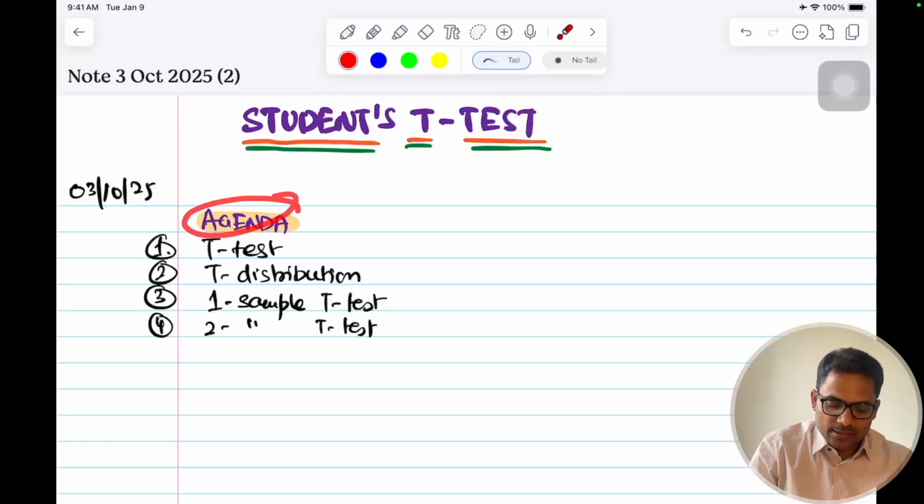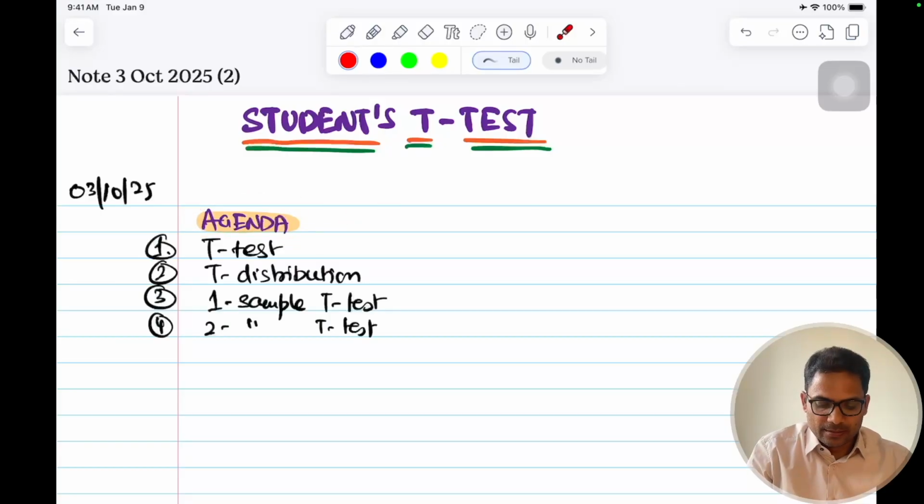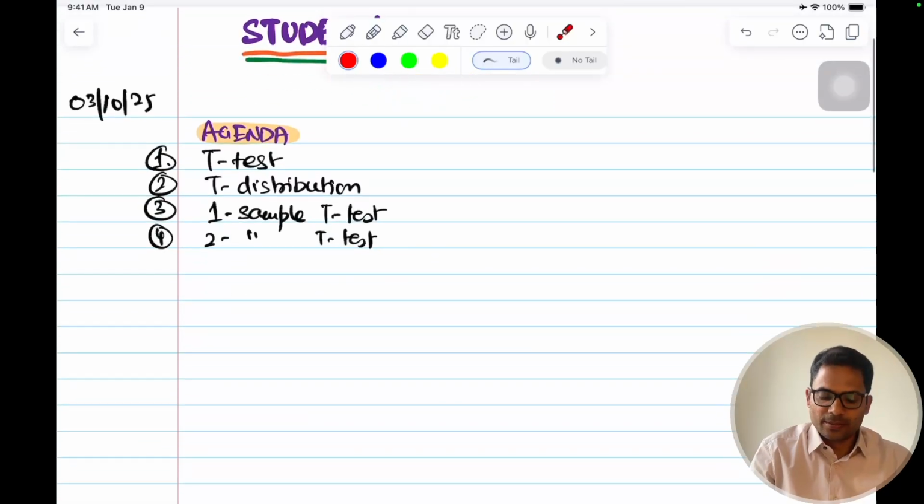The agenda: we will discuss what the t-test is and that the underlying distribution of the test is the t-distribution. Then we'll discuss the two most common uses of this t-test. One is the one sample t-test, another is the two sample t-test, and we'll see one example each for both of them. Okay, so let's begin.